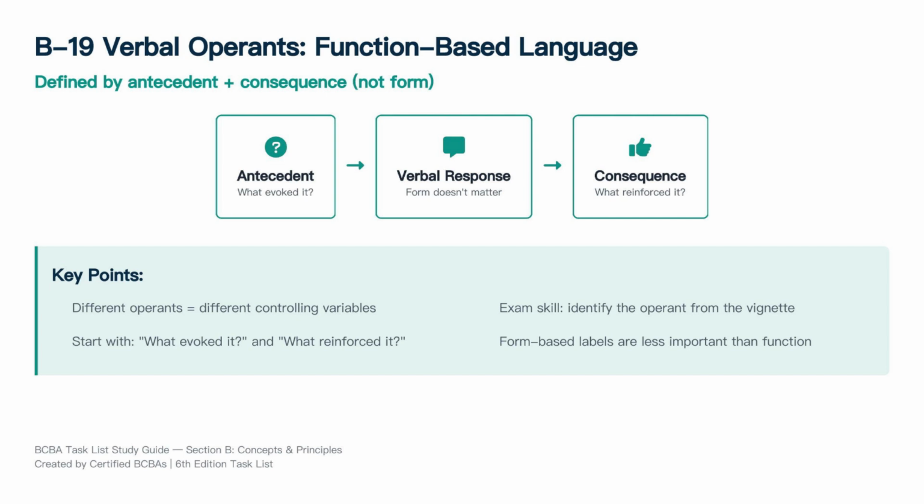For verbal operants, don't label by how the response looks. Label by function. What antecedent evoked it, and what consequence reinforced it? A fast exam move is to ask, what triggered the speaking, and what payoff maintained it? Because different verbal operants have different controlling variables, even if the words sound similar.